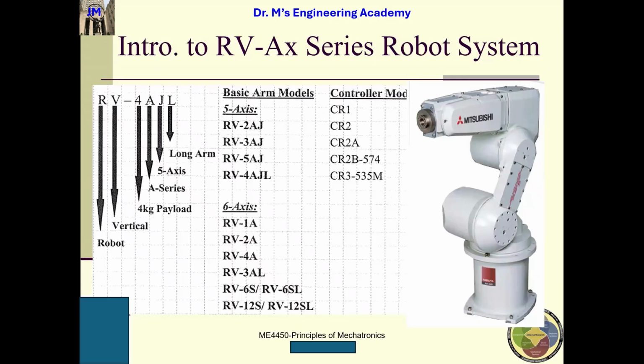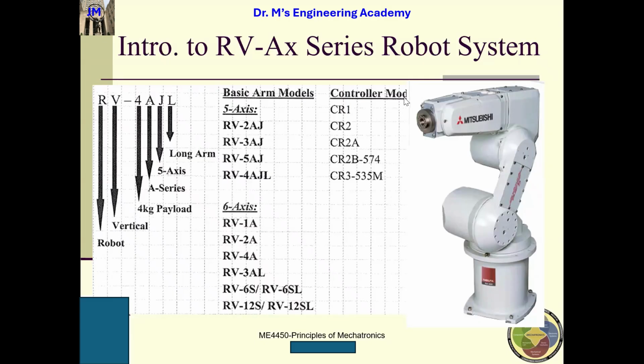So the basic arm models come in 5 axes, 6 axes, and more. The more axes you have, the more expensive these industrial robots will be. This is a Mitsubishi robot. Japan has been leading these industrial robots in the past 20 years.